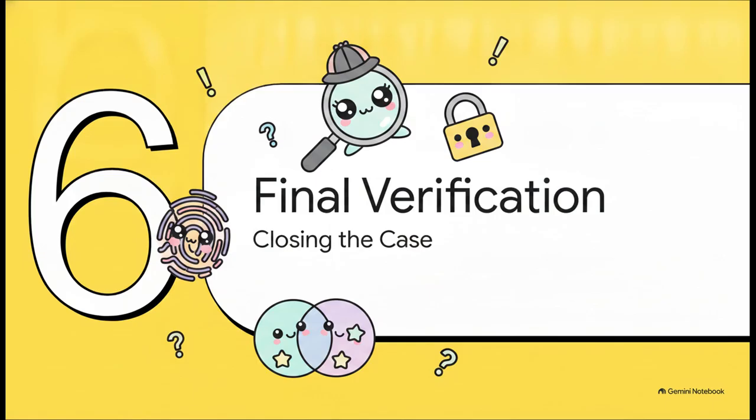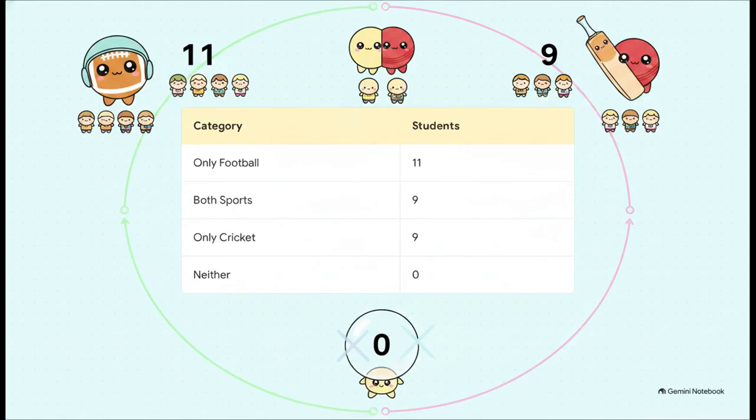Section 6. The final verification, closing the case. Let's look at the final tally. By breaking the class down into non-overlapping categories, we totally remove any chance of double counting. We have 11 students playing only football. We have our 9 dual sport athletes playing both. We have 9 students playing only cricket. And crucially, based on our very first clue, we have 0 students playing neither. All the puzzle pieces are finally out on the table, organized perfectly.